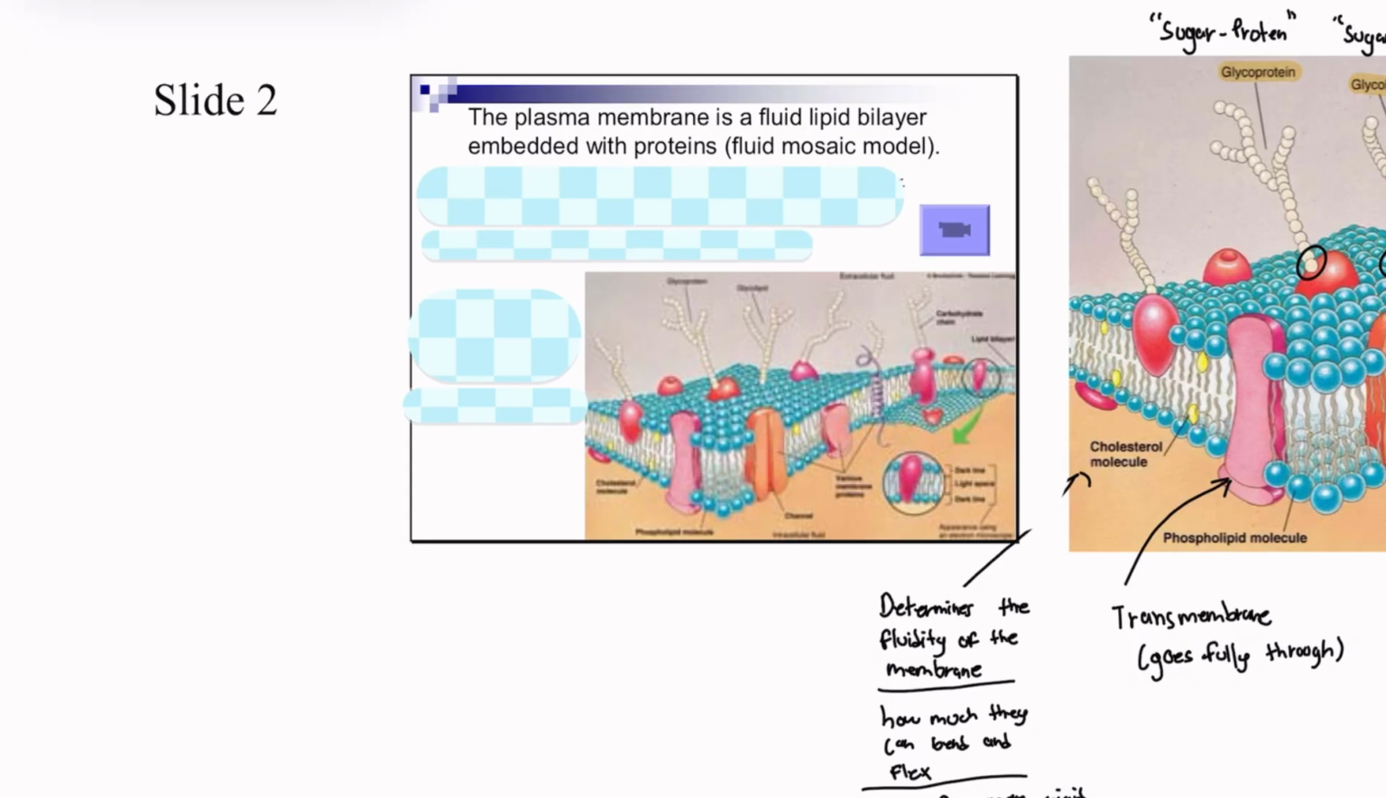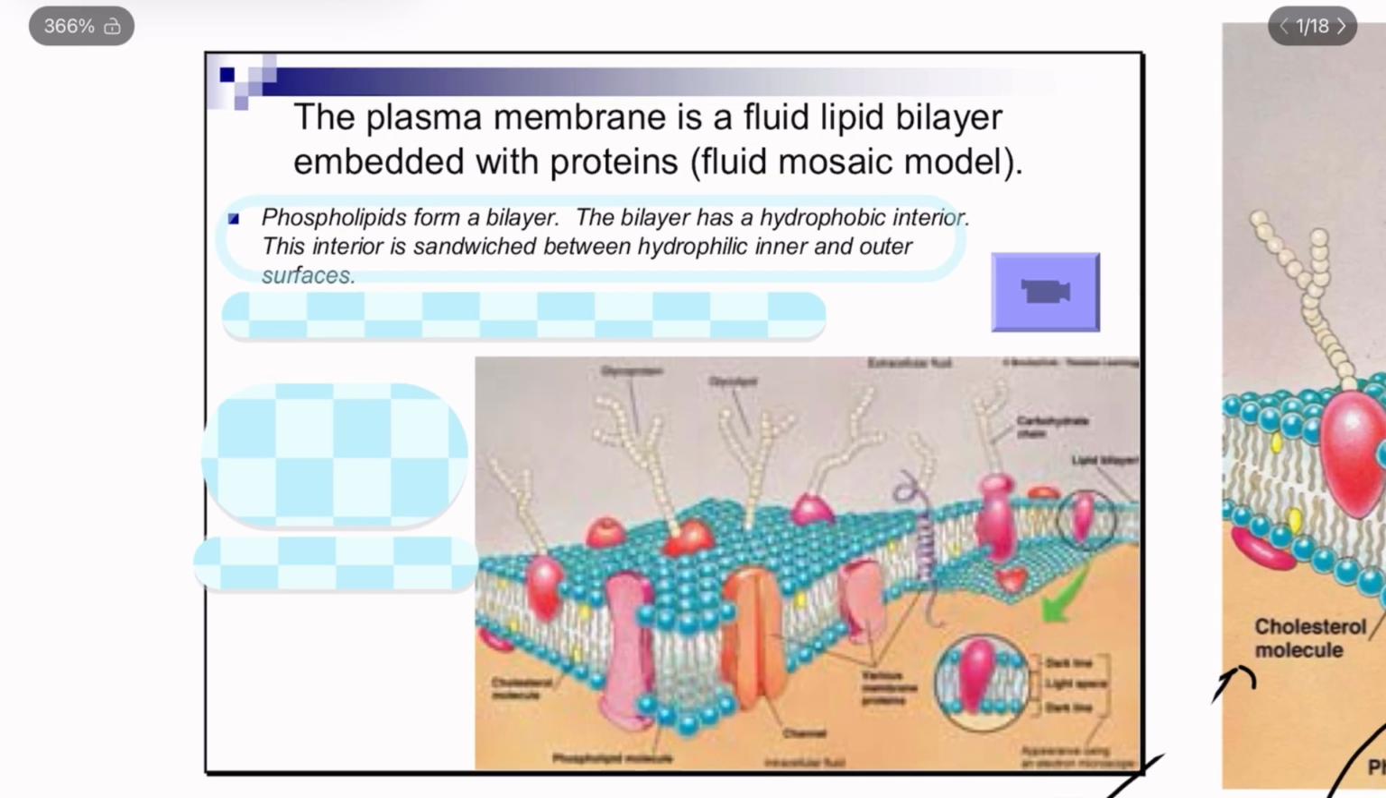The plasma membrane is a fluid lipid bilayer embedded with proteins, and the proteins are structured in a fluid mosaic model. More information on that in a bit. Phospholipids form a bilayer. The bilayer has a hydrophobic interior, which is sandwiched between hydrophilic inner and outer surfaces.